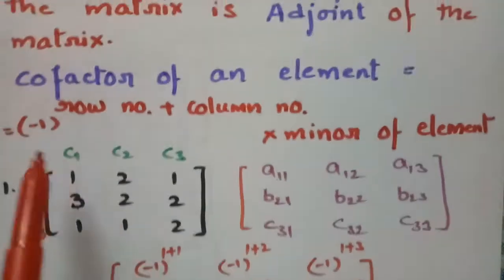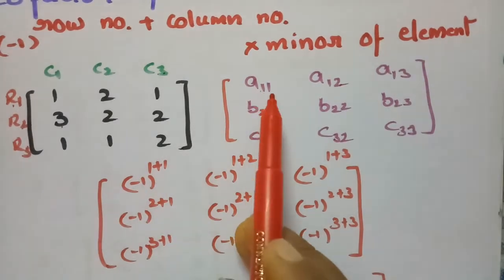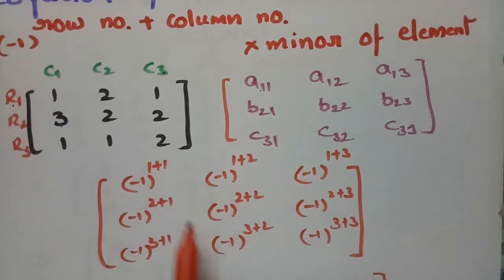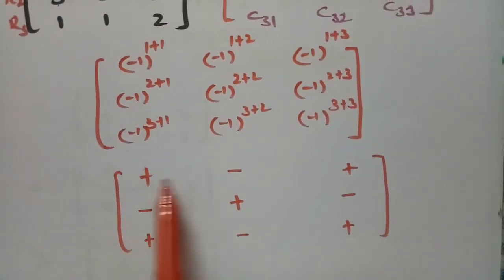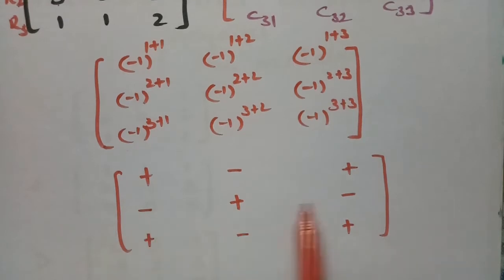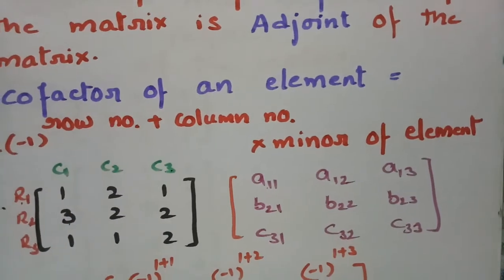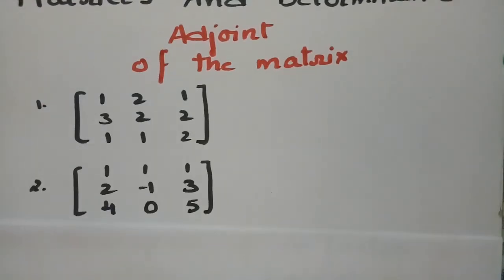Here we have (-1) to the power of row number plus column number. If I add up 1,1; 1,2; 1,3 and so on, adding all these row numbers plus column numbers, this is the result: plus, minus, plus; minus, plus, minus; and plus, minus, plus. After getting this, we multiply it with the minor of each element. So how do we find the minor of each element? For the second question I am explaining it to you.